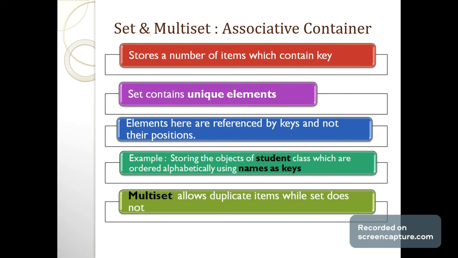Now remember that set and multiset store a number of items and they contain a key. Whereas a set contains unique elements, and elements here are referenced by keys, not by their positions. They are referenced by keys. So either the key can be a number or the key can be a string, but they are referenced by keys. Example, when you are storing the objects of a students class which are ordered alphabetically using names as keys. So here the keys are names, by which you are alphabetically ordering them. Multiset is also a type of associative container, but it allows duplicate items, while the set does not allow duplicate items.